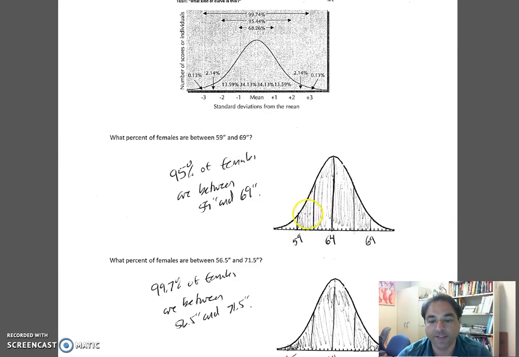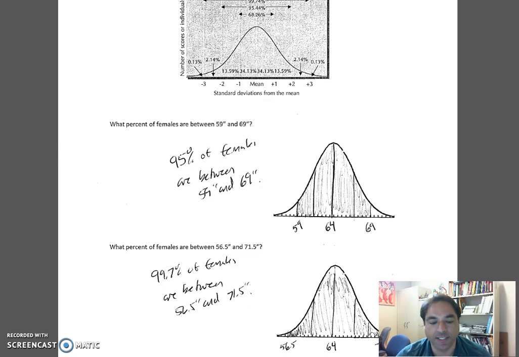Then we're looking for between, so I shade everything between. Now this picture is very important. Number 1, it shows that you understand what's going on, and we know it's going to be a big percent. I've shaded much of the 100% curve. So when I get 95%, the picture matches the answer. Okay? Same thing for the next one.